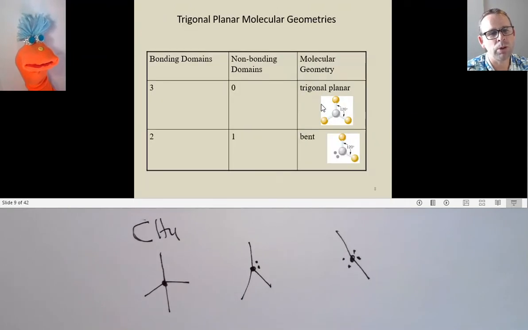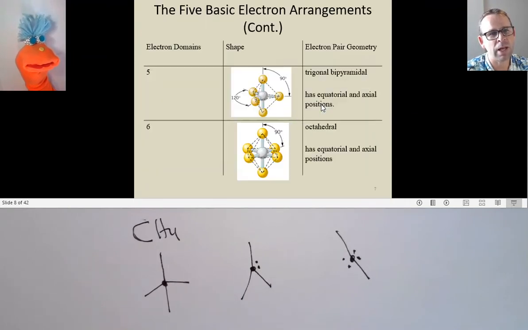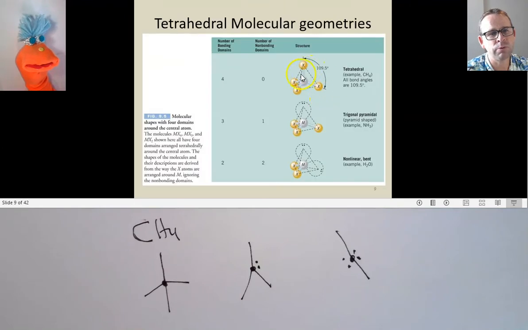So what we're looking at here is, if I have 4 regions of electron density and 1 is non-bonding, the resulting shape is trigonal pyramidal. If 2 are non-bonding, the resulting shape is bent because the 4 regions still attain this tetrahedral shape, but the molecular portion is now bent.